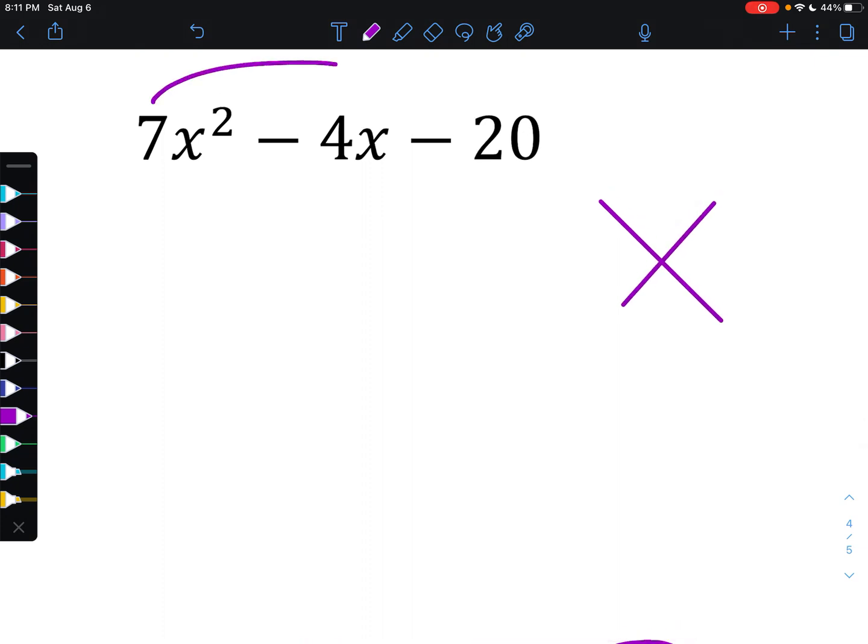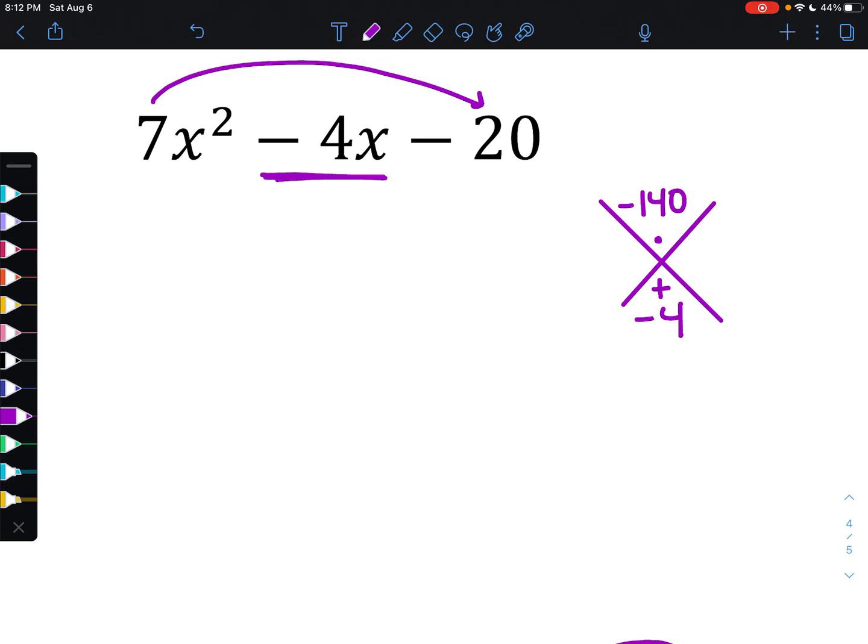Then I'm going to take the first term and multiply it by the last term. So that's going to be 7 times negative 20, which gets me negative 140. Then I put a dot at the bottom of that quadrant to represent multiplication. Then I'm going to look at the middle term, and that is what's going to go down at the bottom. I want 2 things that add together to get me a negative 4.